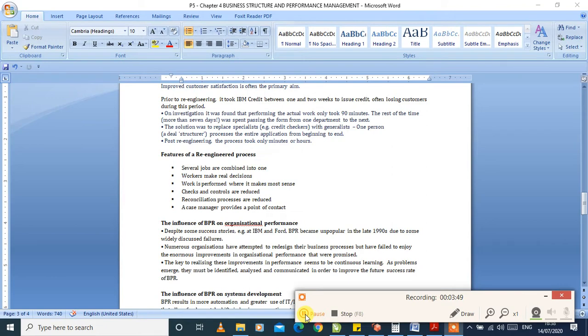We want the people to get it right the first time itself. Reconciliation processes are reduced. That is also, reconciliation is a way of finding mistakes, right? So we don't want to waste effort in finding mistakes. It must be an effort of avoiding mistakes in the first place. A case manager provides a point of contact. So these are some of the features of re-engineered processes. After business process re-engineering, you may be able to see some of these features.